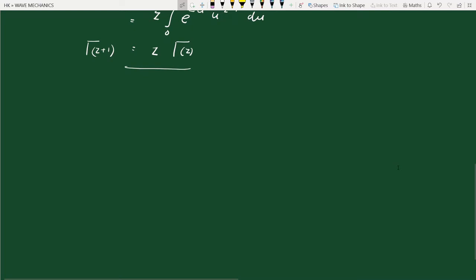Now let us consider a second property. If n is an integer, then gamma n is equal to n minus 1 factorial.